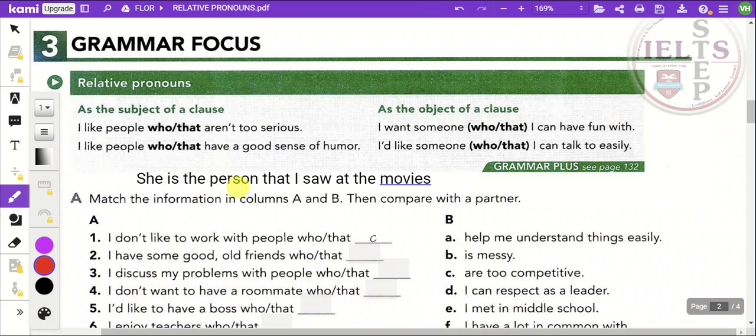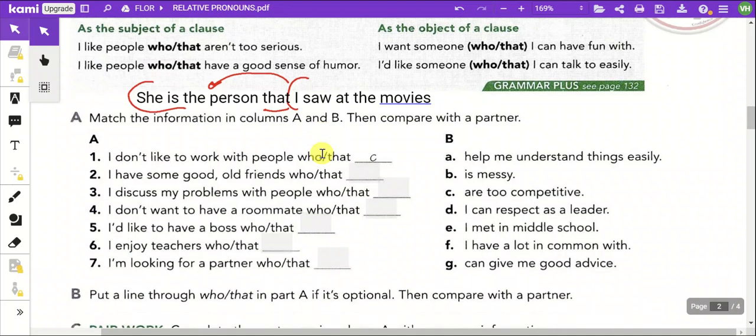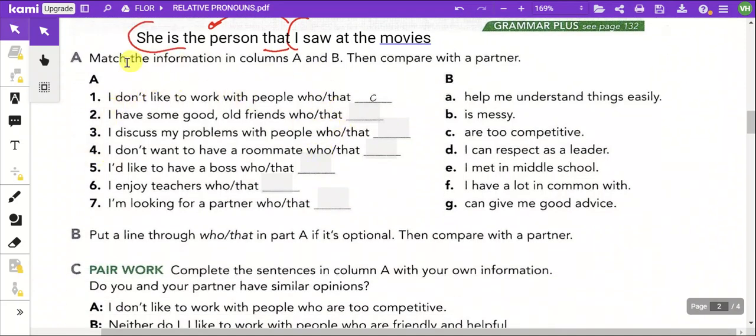Nuevamente, she is the person. ¿Vale? Ese es nuestro sujeto, she is the person. Y aquí tenemos that. Estamos conectando. Esta es otra cláusula. I saw at the movies. Pero se oye incompleta sin la primera oración. Entonces por eso decimos, she is the person that I saw at the movies. ¿Ok? Entonces lo que quiero que hagas es, quiero que me completes estos ejercicios. ¿Ok? Exercise A. I want you to do this.